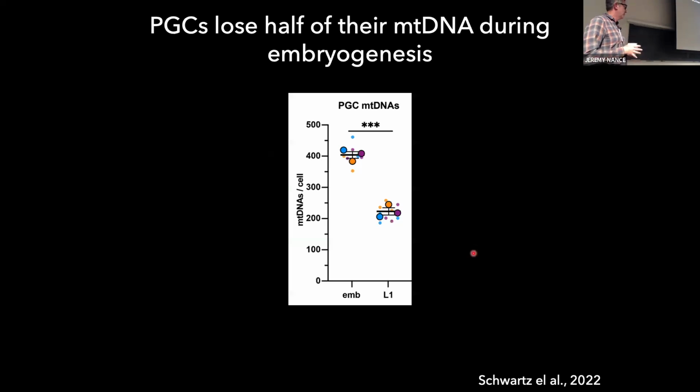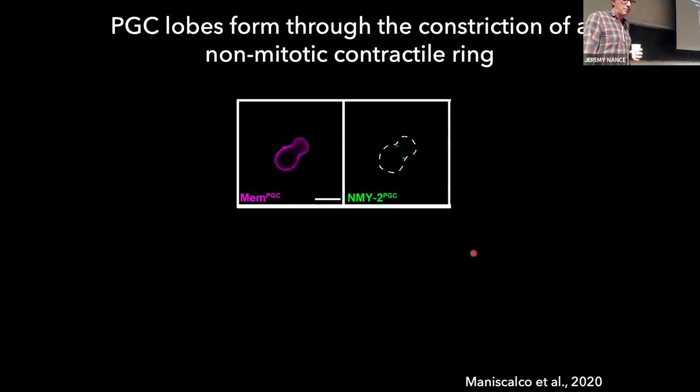And he saw something very similar to what he saw with the TFAM, but now he could put a number on it and say that you were going from 400 mtDNAs in PGCs to 200 over this period. So we thought this must be due to trogocytosis, but we needed to show that. And so I have to introduce one more tool to you here, and that is a mutation that keeps the lobes from forming in the first place.